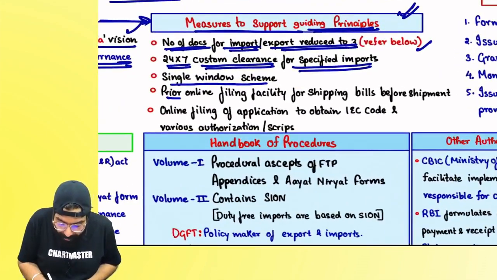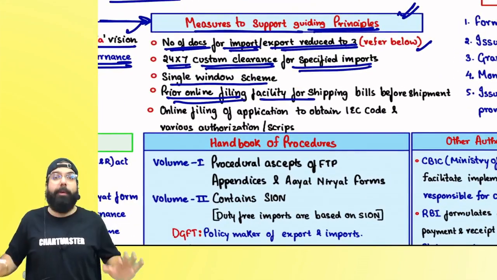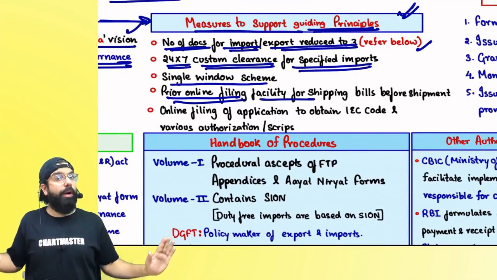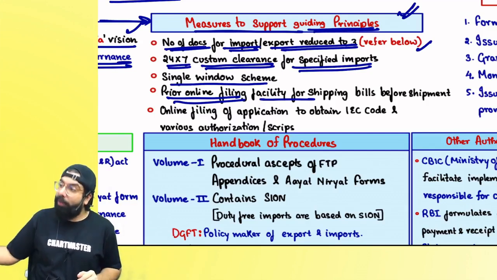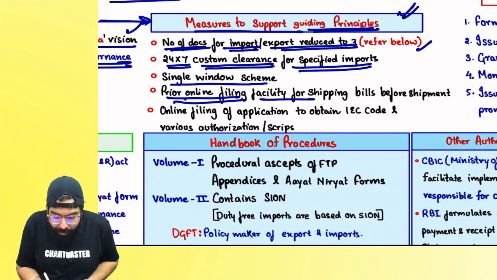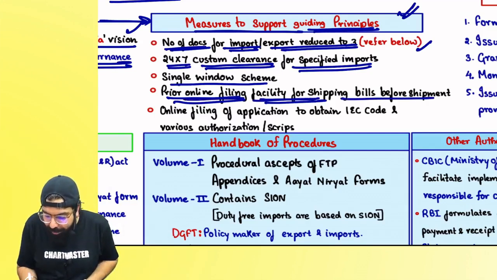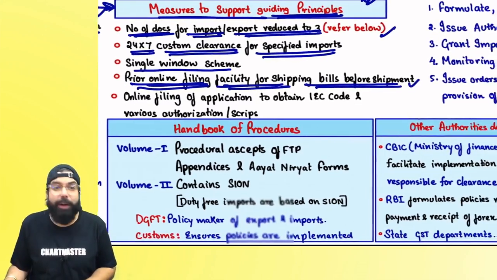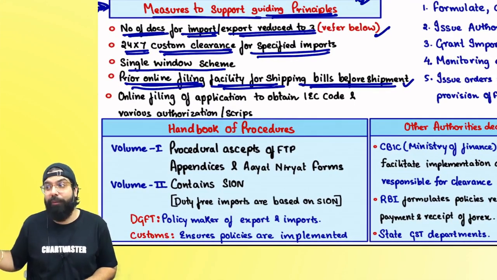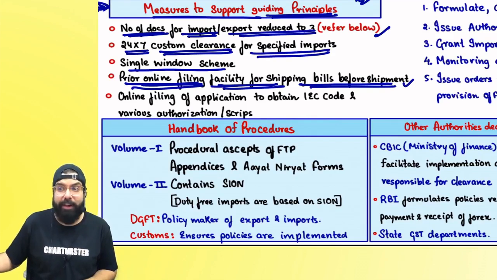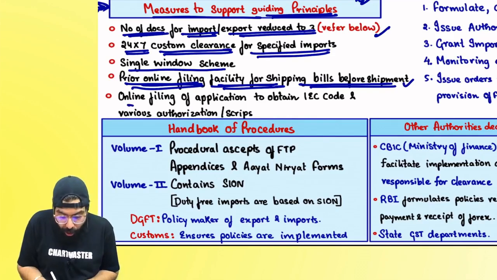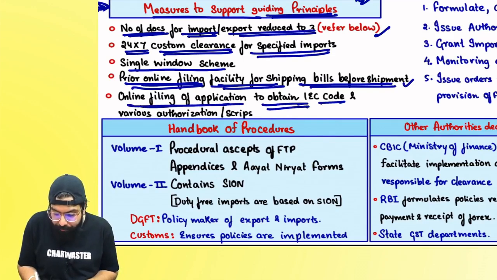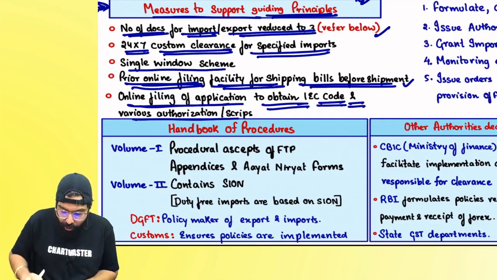Then, prior online facility. These people told you have to make ease of business. You have to introduce SWIFT. So in customs, SWIFT has to be introduced. They are telling that a prior online facility for filing the shipping bill before shipment has to be introduced. So now the shipping bill has to be filed first, then the export order is given, then people go ahead and export. So, sir, prior filing of the shipping bill has to be introduced. Online filing of application to obtain import export code and various authorizations and scrips.